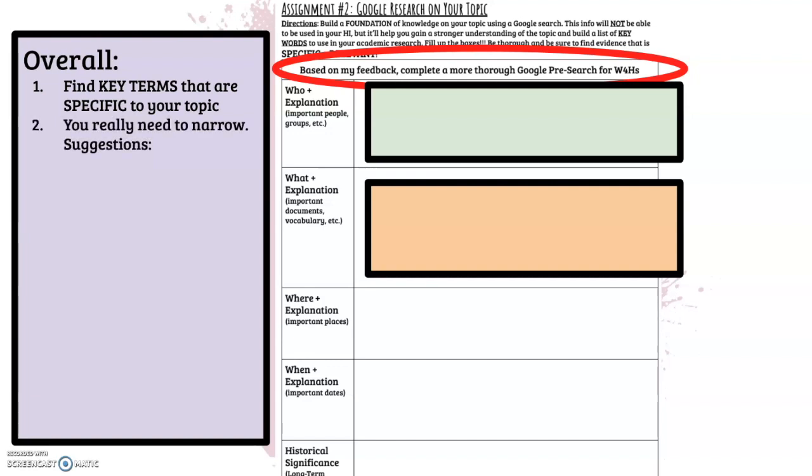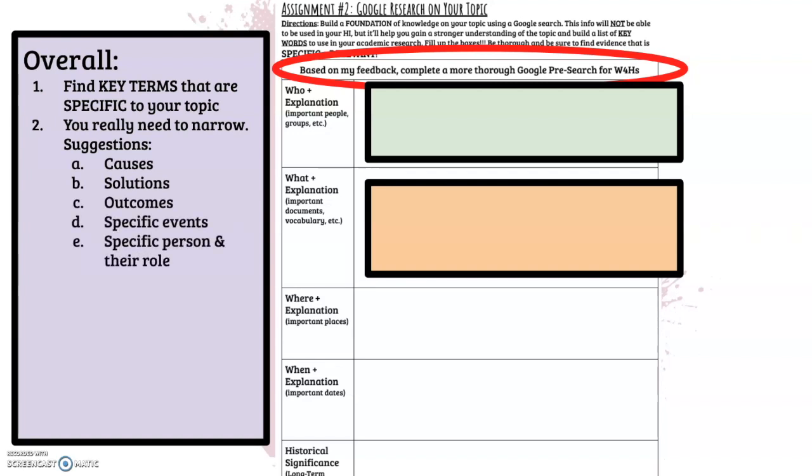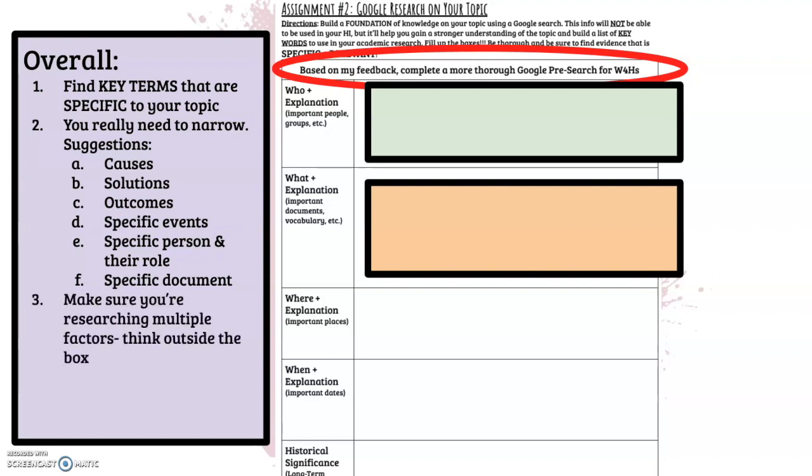You could not write a whole HI about World War II. So you need to start thinking, do I want to look at causes, solutions, outcomes, specific events, a specific person and how they played a role in this event, or a specific document? Start narrowing using these terms to help you narrow your research in your Google pre-search to really find what you are going to look at for your HI.